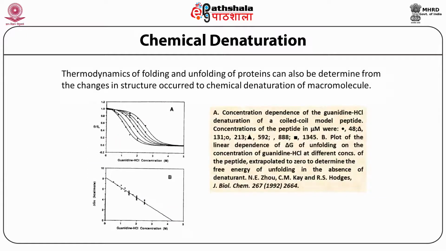Here we discuss chemical denaturation, in which the thermodynamics of folding and unfolding of protein can also be determined from the changes in structure occurring through chemical denaturation of the macromolecule. You can see here the concentration dependence of guanidinium hydrochloride denaturation of a coil model peptide. As the concentration increases, a decrease in structure is observed, and this data is further fitted to an equation, and that's how we can calculate the stability of the protein.